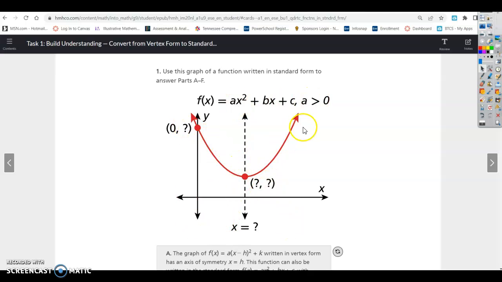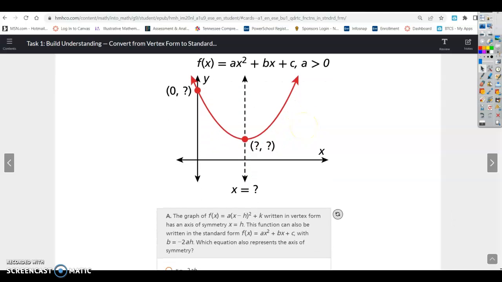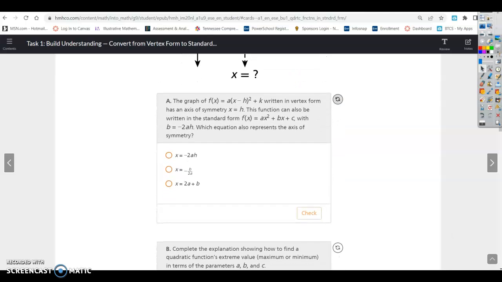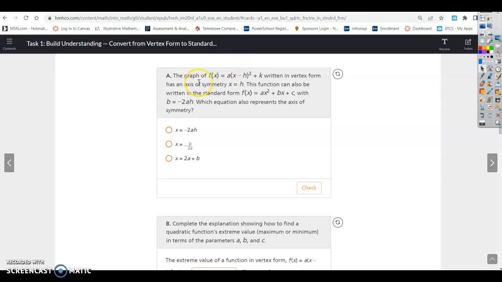But in this case, a is greater than 0, so it's positive. So we want to evaluate and find out what these are. So it says the graph of f of x equals a times x minus h squared plus k, written in vertex form, has an axis of symmetry as x equals h.